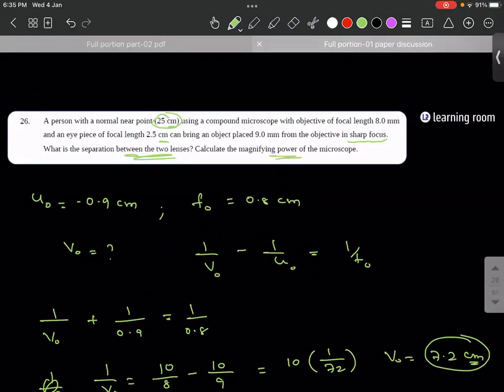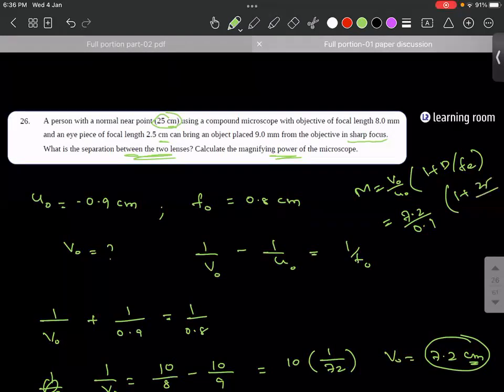Second is calculating the magnifying power of the microscope. So magnifying power is calculated as V naught divided by U naught into 1 plus D divided by FE. So V naught, you know, 7.2 divided by U naught, which is 0.9, into 1 plus 25 divided by 2.5. So this goes 10 times.